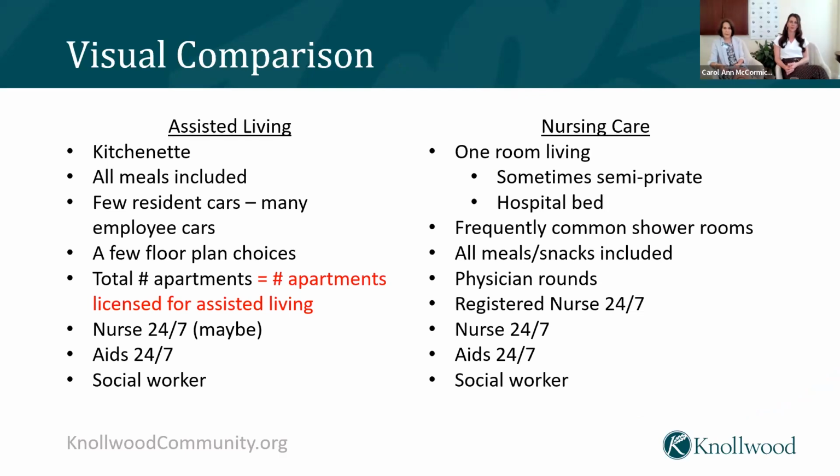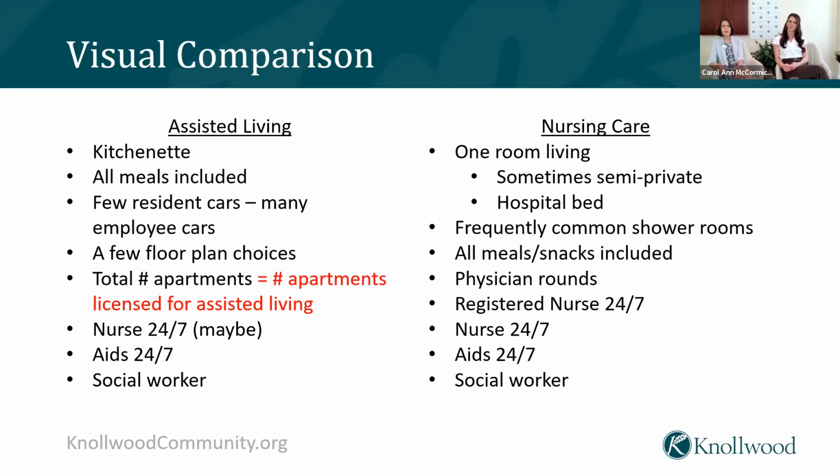So here's kind of a visual comparison. If you're looking at a community and you're trying to gauge, is this assisted living or is this a nursing environment? Or maybe a community has both, like Knollwood. Nursing is mostly one room living. And I think you're going to see hospital beds in every room in every nursing center. Assisted living, you're typically going to bring your own furniture, and so most people bring a regular bed.